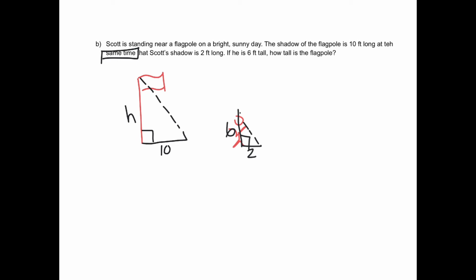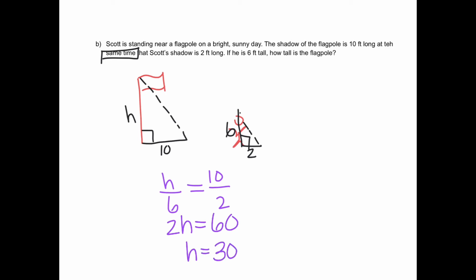But when they are at the same time, then the sun is casting the same shadow relationship in the same way. So we can set up this similar relationship where H to 6, so the height of the flagpole to the height of Scott, equals the shadow of the flagpole to the shadow of Scott. And there are lots of different ways we could set this up. Like we could have the height of the flagpole to the shadow of the flagpole, the height of Scott to the shadow of Scott. This is not the only proportion equation we could set up to solve, but there are also relationships that don't work. So solving this, we get H equals 30, so the flagpole is 30 feet tall.